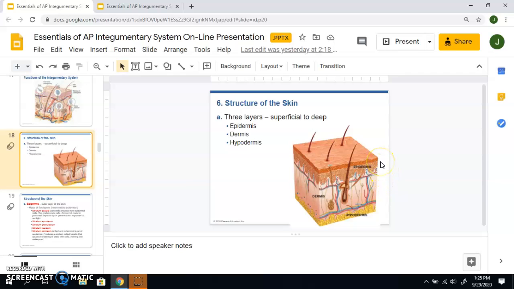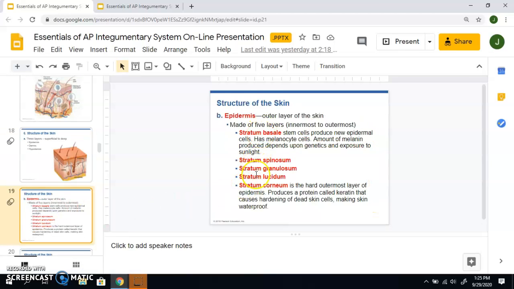Notably, within the epidermis, we have several sublayers. The outside sublayer is called the stratum corneum. It's the hard outermost layer of the epidermis, and it has a protein called keratin in it. Keratin is the same thing that makes up your fingernails and your hair. So that is the most superficial layer of your epidermis.